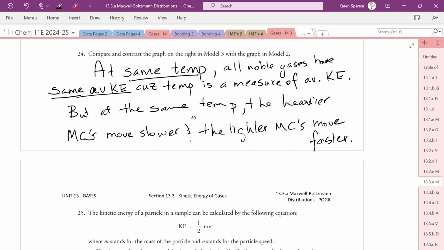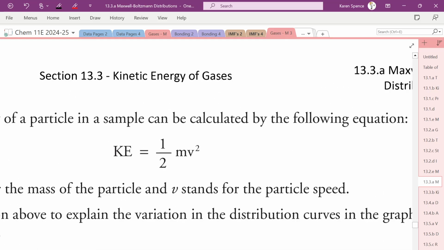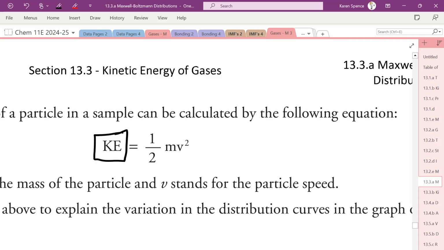And this is all because of this particular little formula here. Kinetic energy is equal to 1/2 mv squared. So if the kinetic energy is the same, and the mass increases, the velocity must decrease.